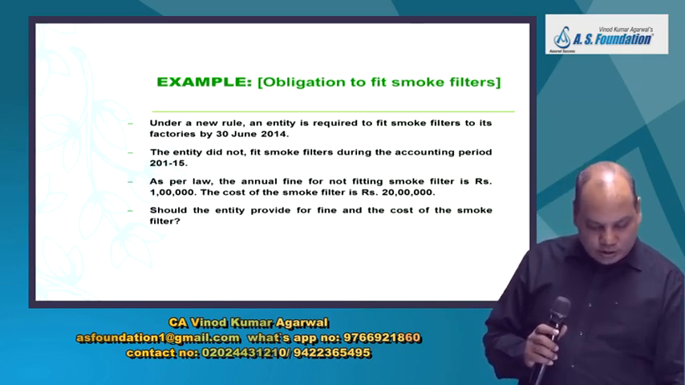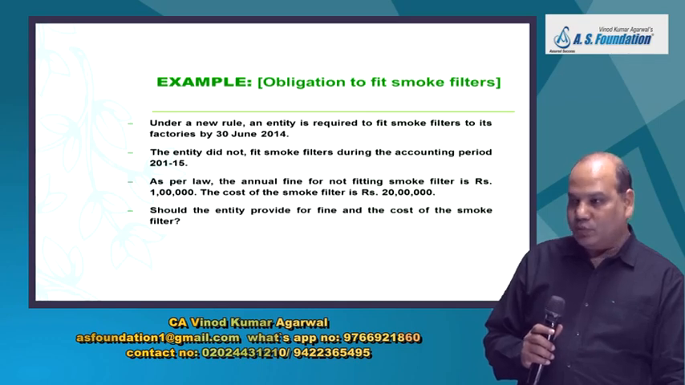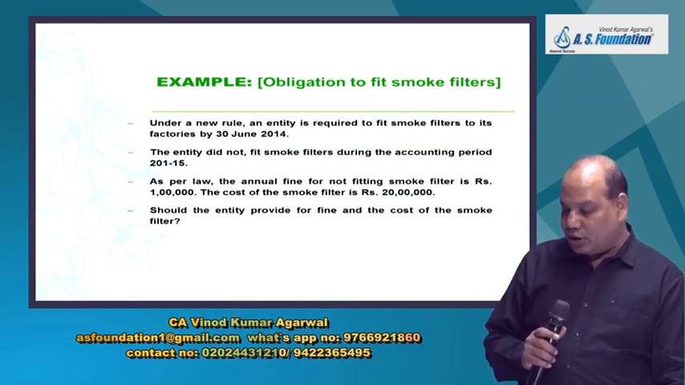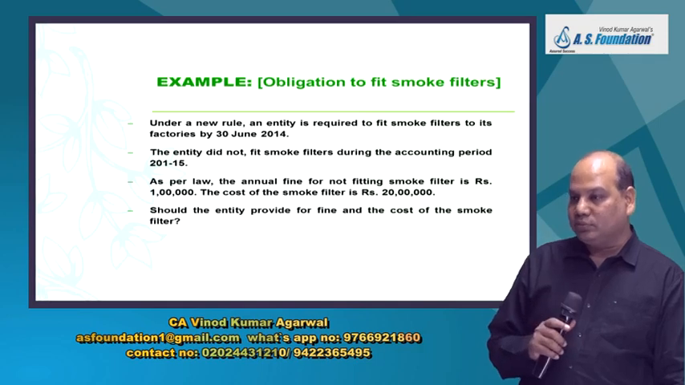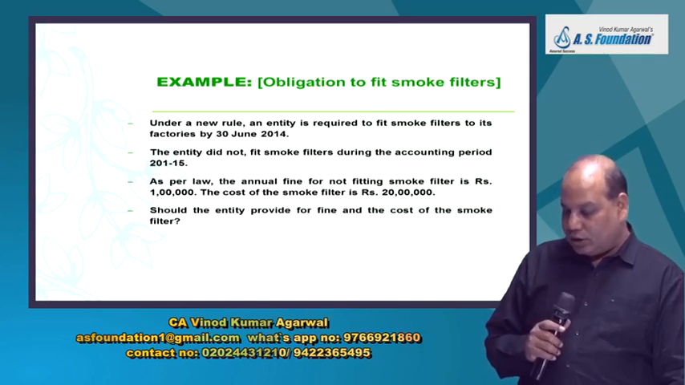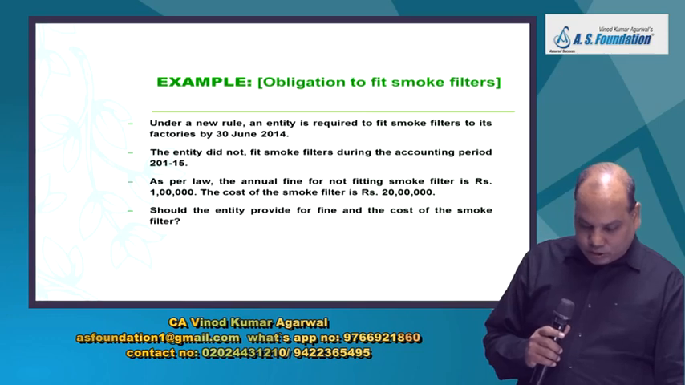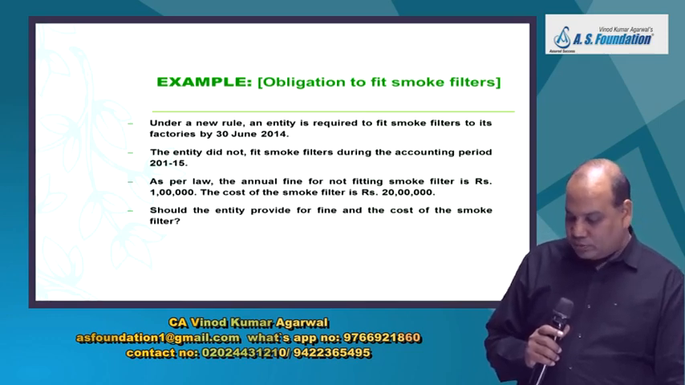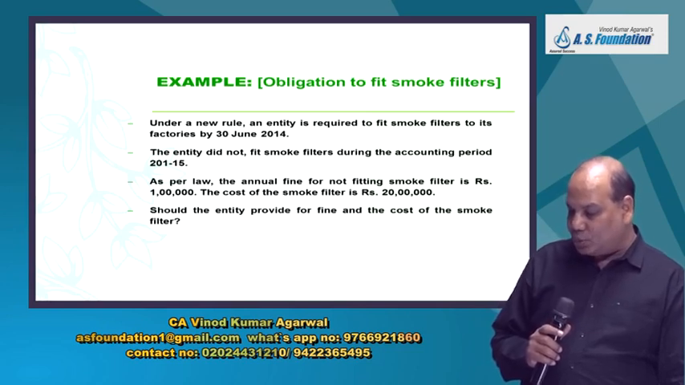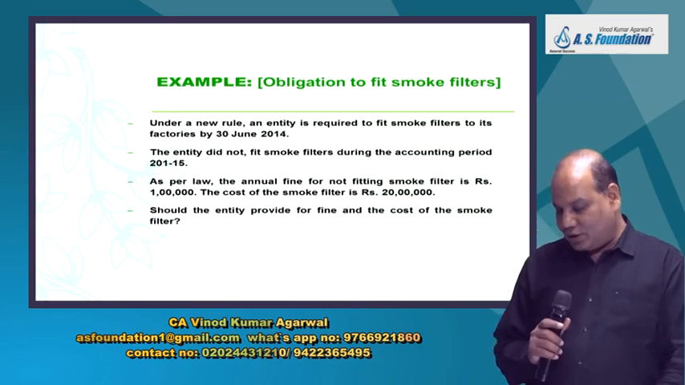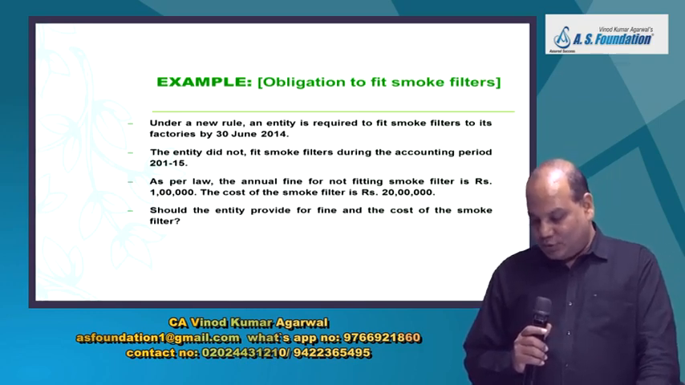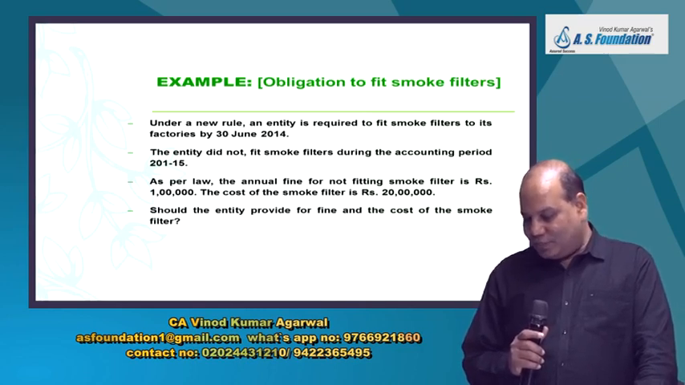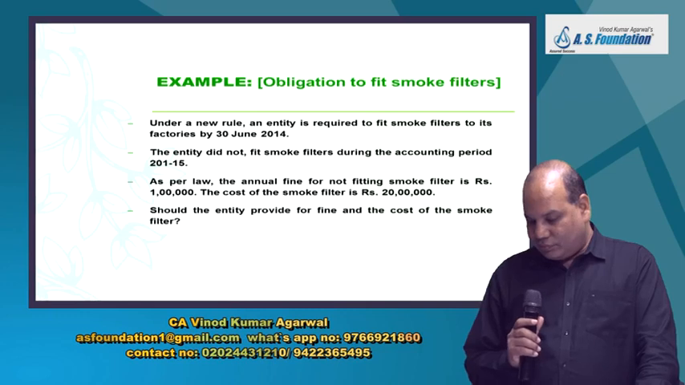So now, based on our discussion so far, we will take a few questions. Under a new rule, an entity is required to fit smoke filters to its factories by 30th June 2014. The entity did not fit smoke filters during the accounting period. Till the accounting period 2014-15, as per the law, the annual fine for not fitting smoke filters is rupees 1 lakh and the cost of the smoke filter is 20 lakh. Should the entity provide for the fine, the cost of the smoke filter, or both?